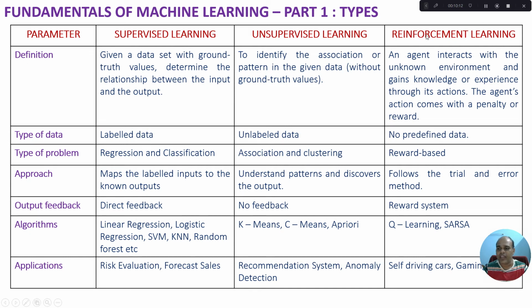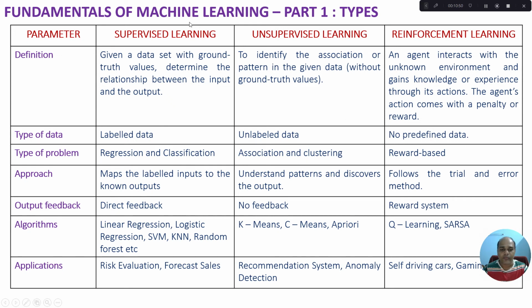In reinforcement learning, an agent interacts with an unknown environment and gains knowledge or experience through its actions. By performing actions, the agent gains the knowledge. Each action comes with a penalty or a reward. In case of supervised learning, what type of data are we using? We are using labeled data. Labeled data in the sense each data has its ground truth value. In unsupervised learning, the type of data is unlabeled data. We have only the data. Whereas in reinforcement learning, there is no predefined data.